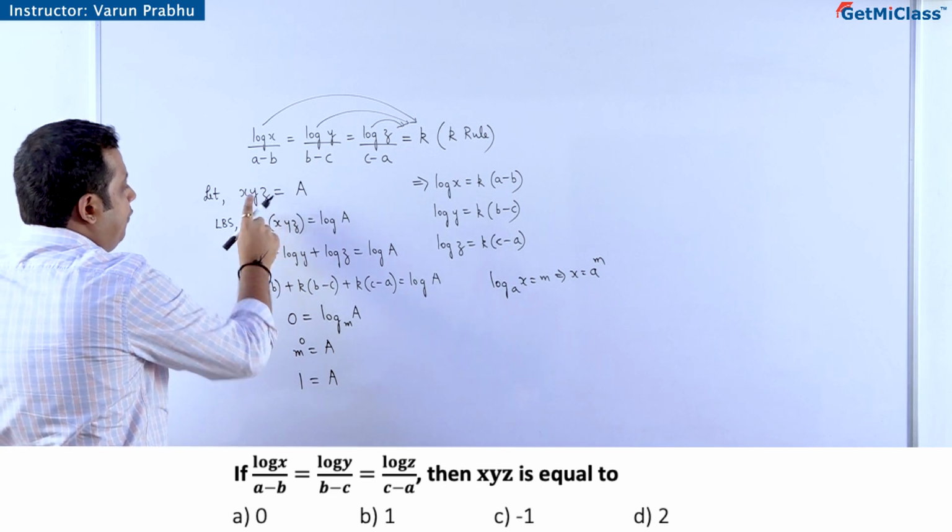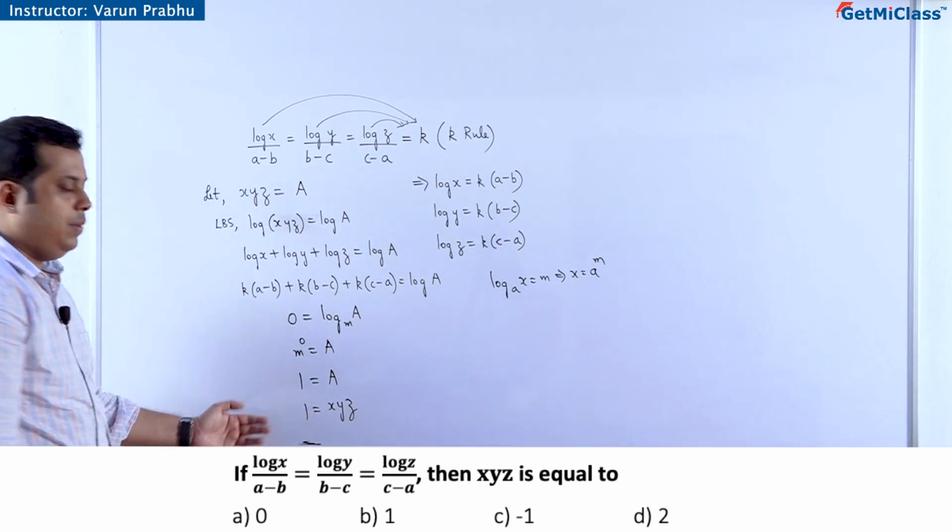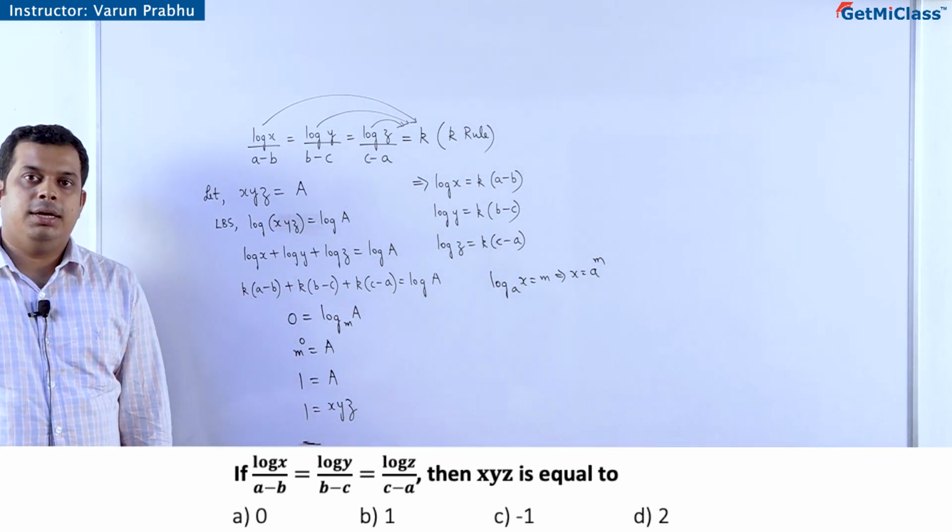But what is the value of a? A is nothing but xyz. So now the question is asking what is the value of xyz? Answer is 1. This will be the answer to the question.